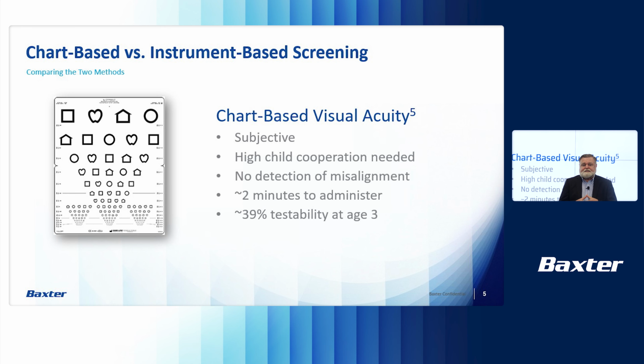Chart-based visual acuity testing is the traditional approach many of us grew up with, but it comes with limitations, especially in younger children. It's a subjective test, which means results depend on the child's responses, and that requires a high level of cooperation. Also, it does not detect ocular misalignment, meaning certain vision issues can go unnoticed. On average, it takes about 2 minutes to administer.